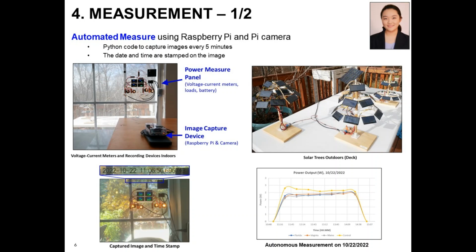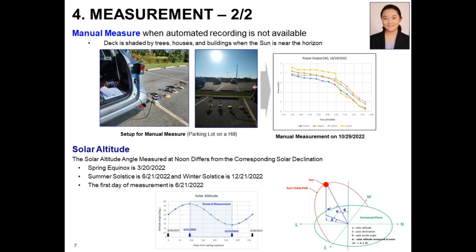Here is the power measure panel and the image capture device with Python code to capture images every 5 minutes with a date and time stamped on the image. These are the solar trees being tested on my deck: Florida, Virginia, Maine, and the control model. When automated measure wasn't available, I manually recorded data at a parking lot on a hill so I could get data even near dawn and dusk.